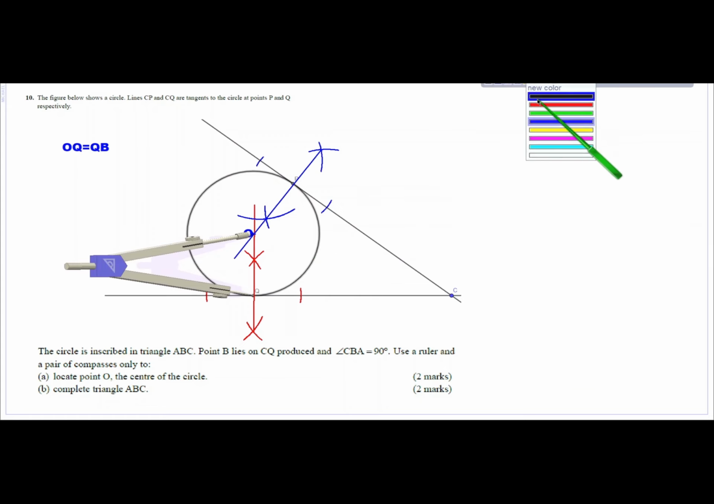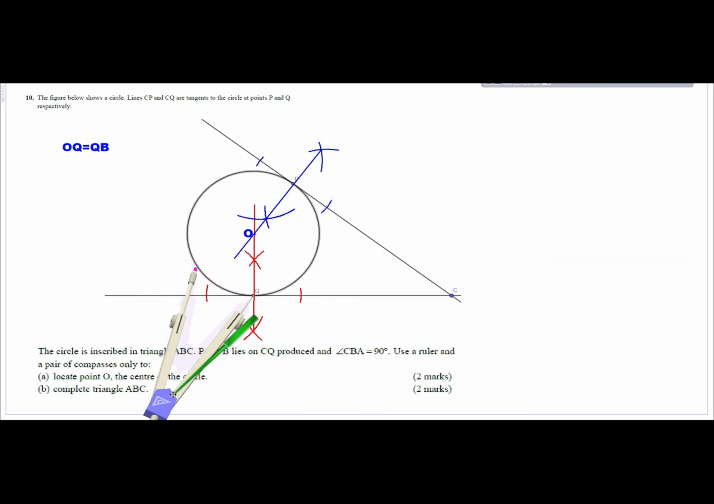Change the color back. Say, so that point be the same. So point B lies there. So that will be our point B. So at B, it is perpendicular.